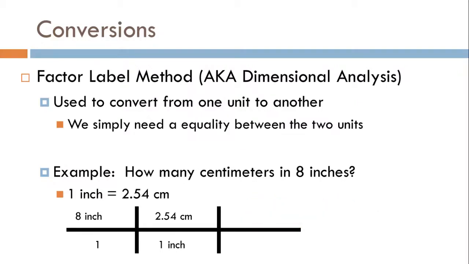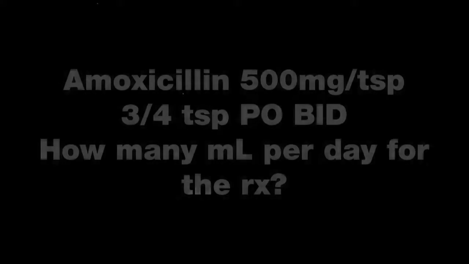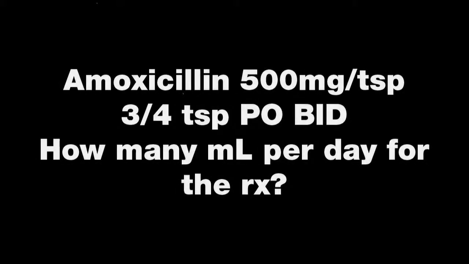Let's take a look at another example on the blackboard of this factor label method, because I really think you'll be able to help yourself out by knowing how to do the factor label method to do a conversion whenever you know an equality. Let's imagine that this prescription is brought in. It's Amoxil, 500 milligrams per teaspoon, and the doctor has written for 3/4 of a teaspoon to be taken twice a day. Now my question to you is, how many milliliters are to be taken per day?